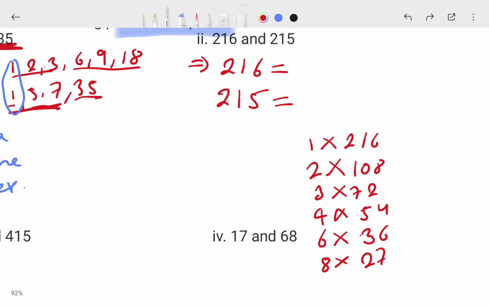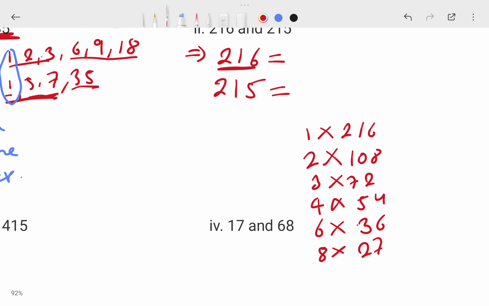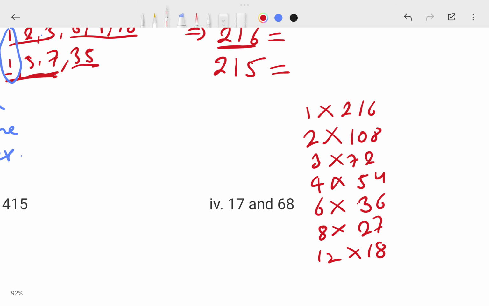The 12 table, is it in the 12 table? Let me count and check. Wait a minute, I will just look at this. 12 times 18 is 216, so yes, it is in the 12 table, 18 times. Now is it in the 13 table? Let's check it out. No, it is not there.